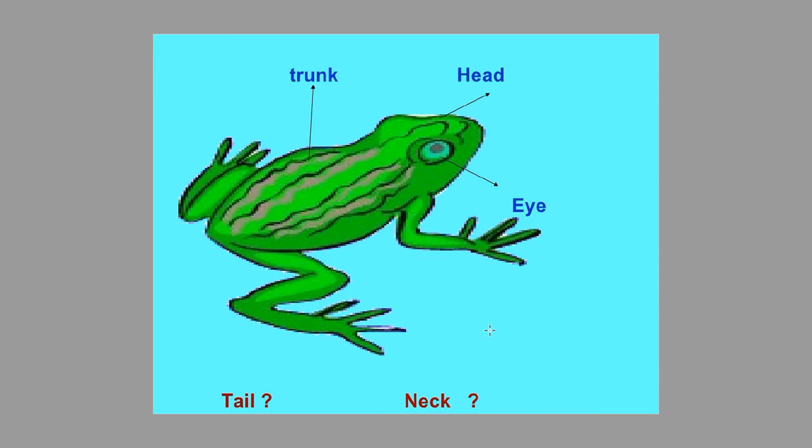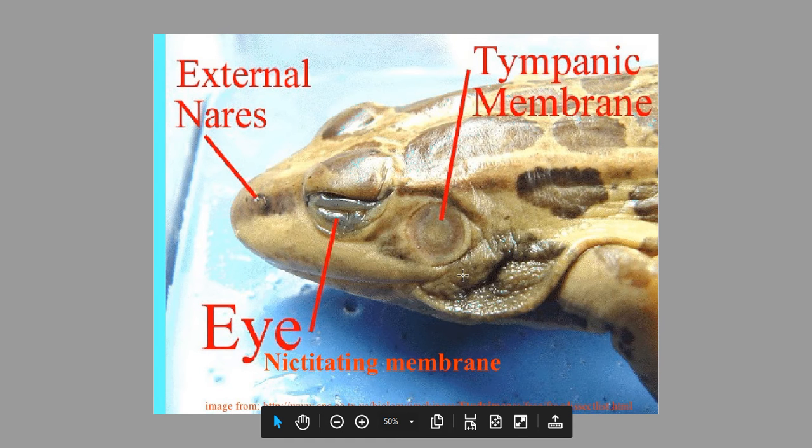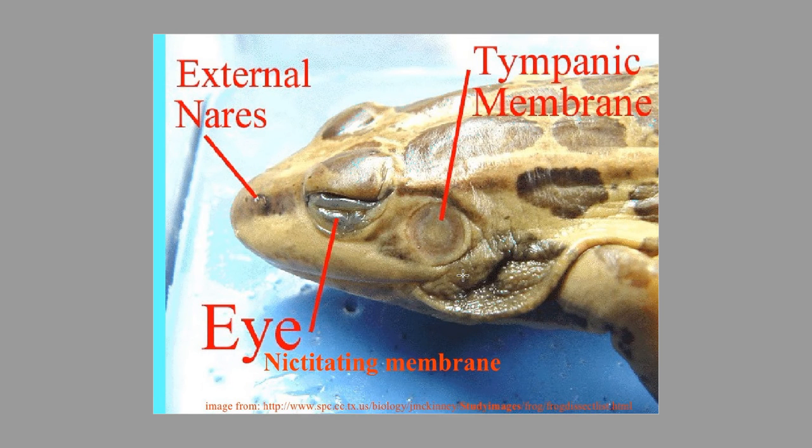And its external characters: the body of the adult frog is divisible into head, trunk, and limbs. Neck and tail are absent. The head is triangular and dorso-ventrally flattened. Its blunt anterior end is called snout. There are two large eyes at the side of the head.